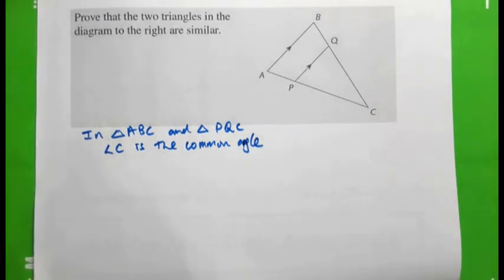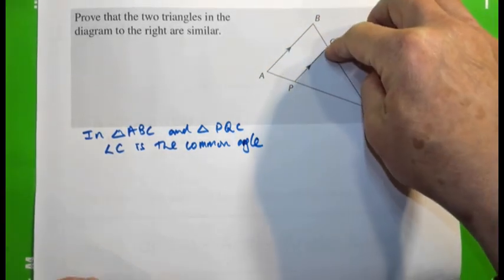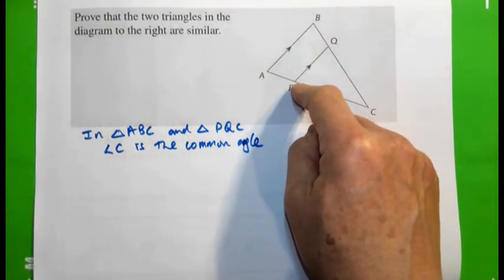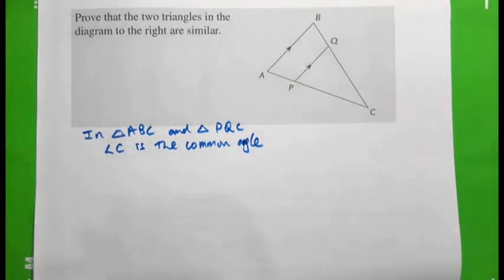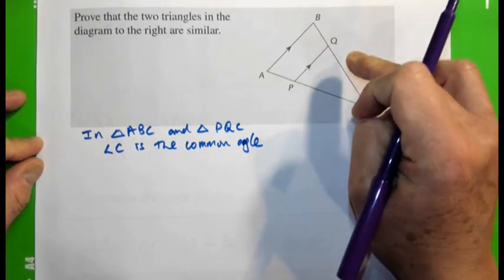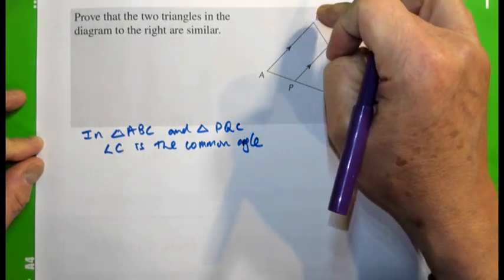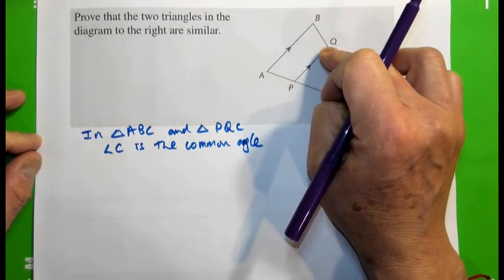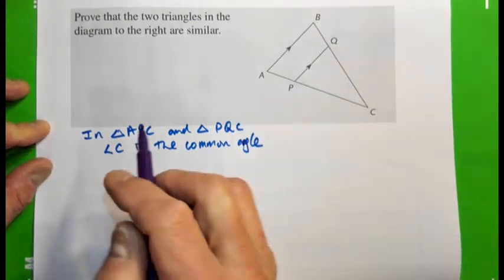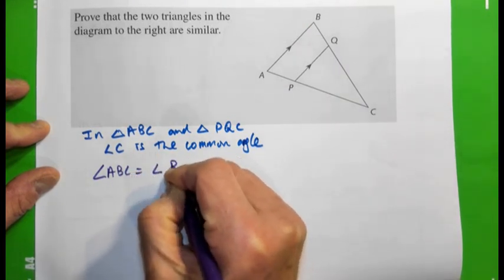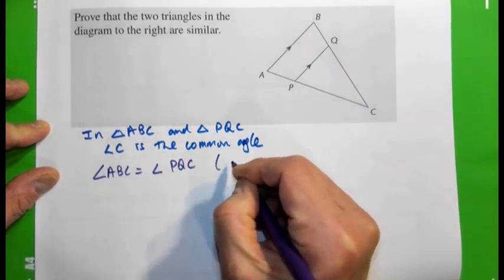Now we need to prove that angle B is the same as angle Q, or angle A is the same as angle P. We can use either one. Now, we know that AB and PQ are actually parallel. And therefore, angle B is a corresponding angle to angle Q, and they are equal. So we can say that angle ABC is the same as angle PQC, corresponding angles.